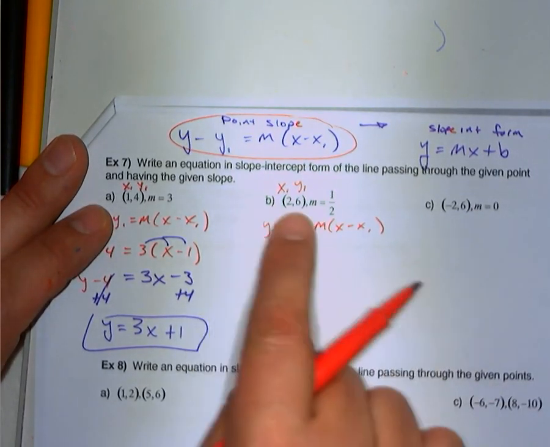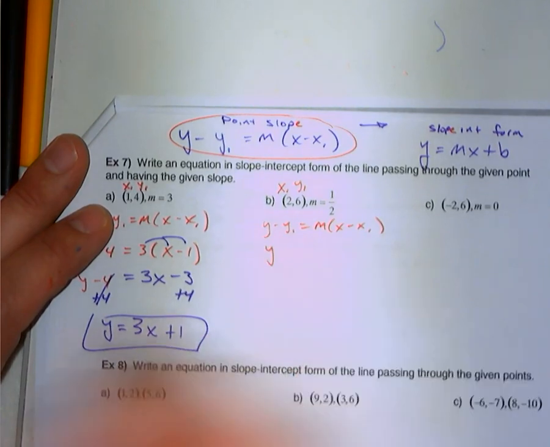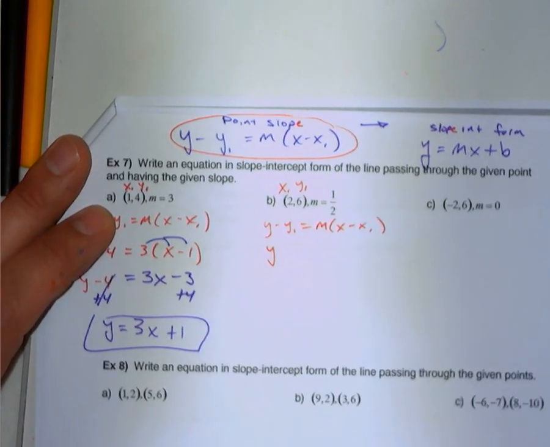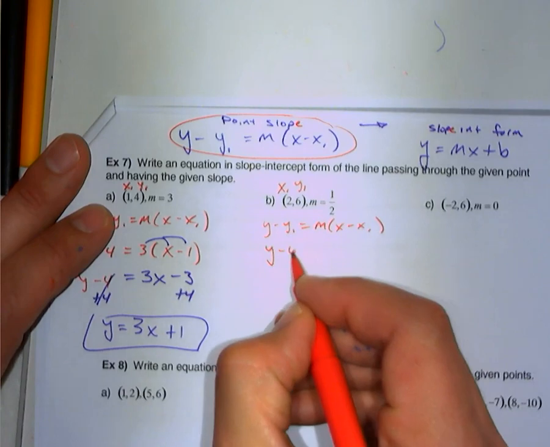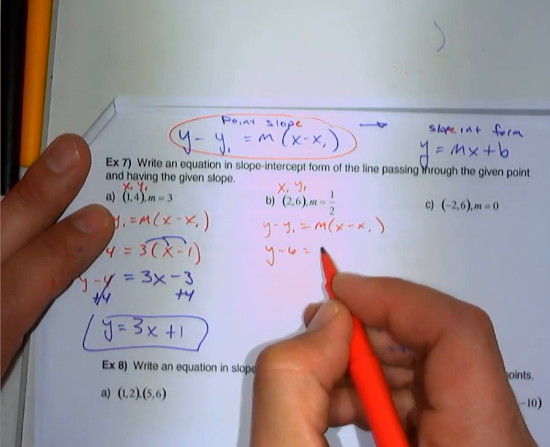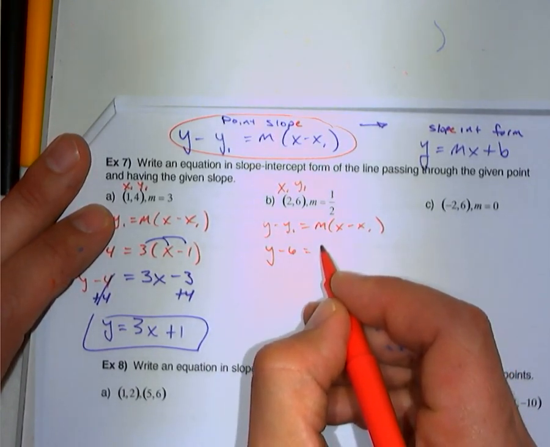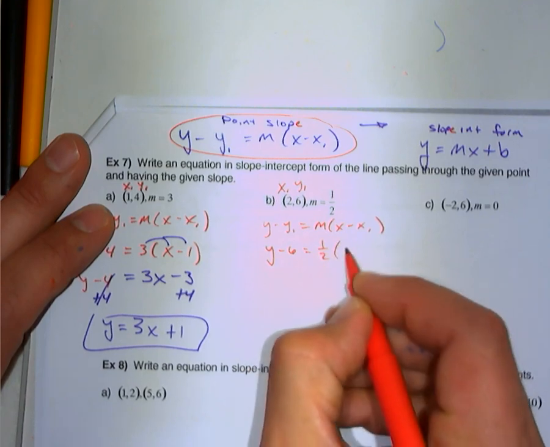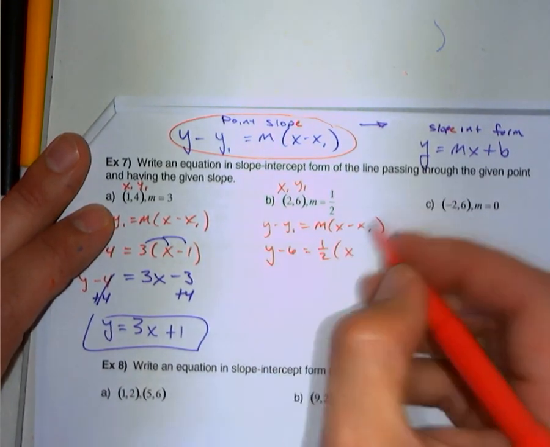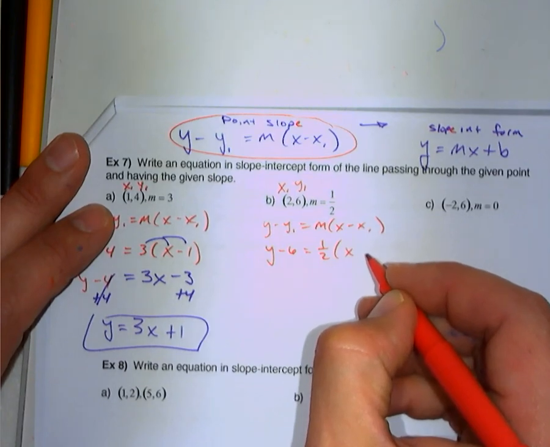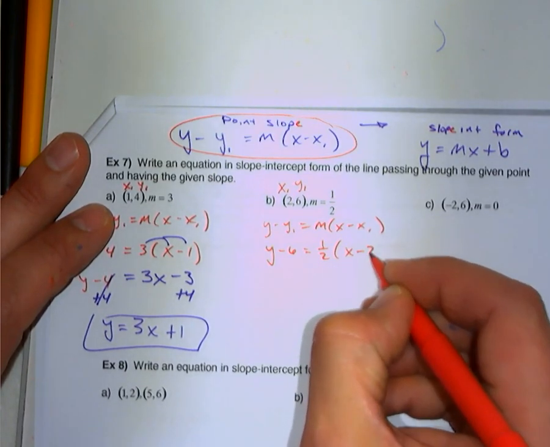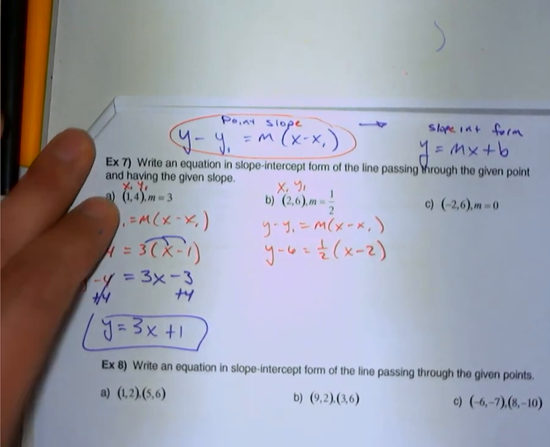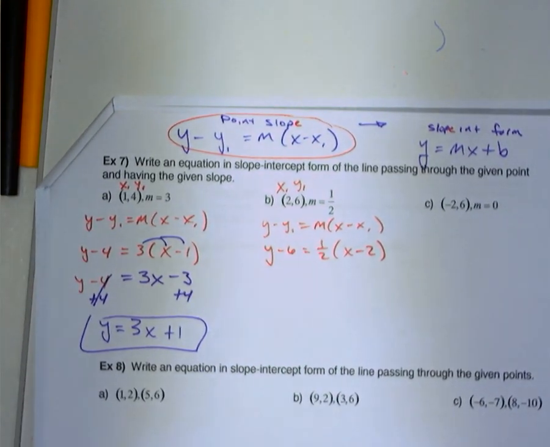Shayna, go ahead and plug those in for me. What do you get? Y minus 6. Yep. What's m? 1/2. Yep. And then x minus what's your x1? 2. Awesome. Perfect. So now I have it in point slope. If they said, give me point slope, I stop. But they ask us to write it in slope intercept form. The nice thing is, it's just 2 steps away.